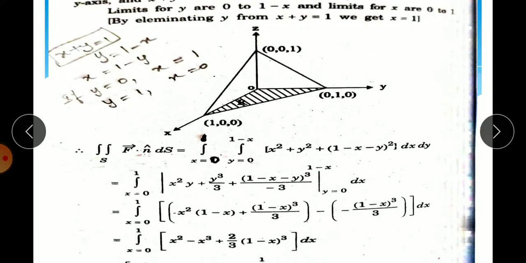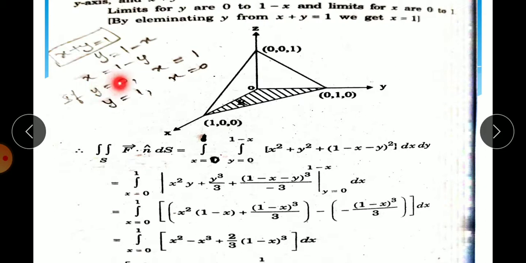Since it is the xy plane, first octant means they have told, so it will lie on the xy plane. So x plus y equal to 1 as shown in the figure. Right, x plus y, so z equal to 0. First octant x plus y equal to 1. So if you are taking x plus y equal to 1, the y can be written as 1 minus x. So y values lie between 0 to 1 minus x.